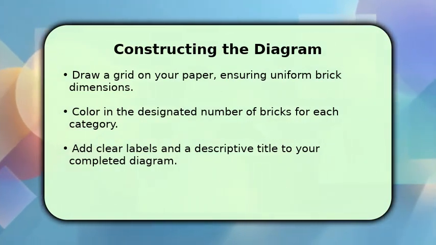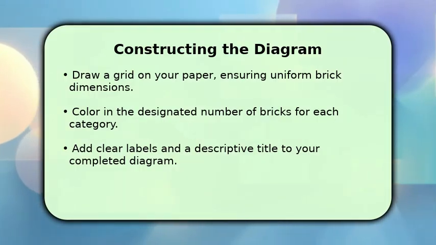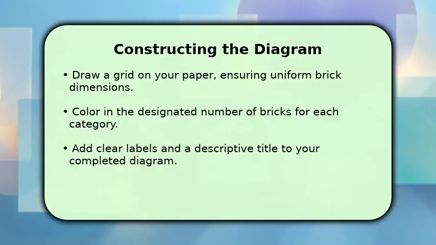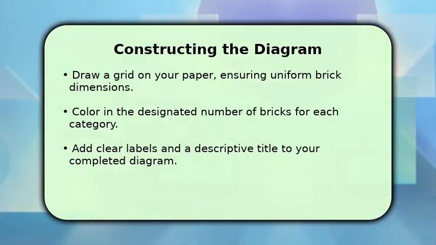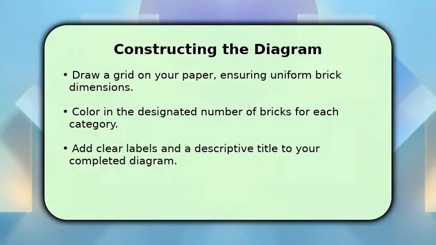With your design ready, it's time to construct the diagram. Start by drawing a grid on your paper, ensuring each brick has uniform dimensions, perhaps 1 square by 1 square. Carefully color in the designated number of bricks for each category, following your chosen color scheme. For example, if one category represents 25%, color 25 bricks. Finally, add clear labels for each section and a descriptive title to your completed diagram.